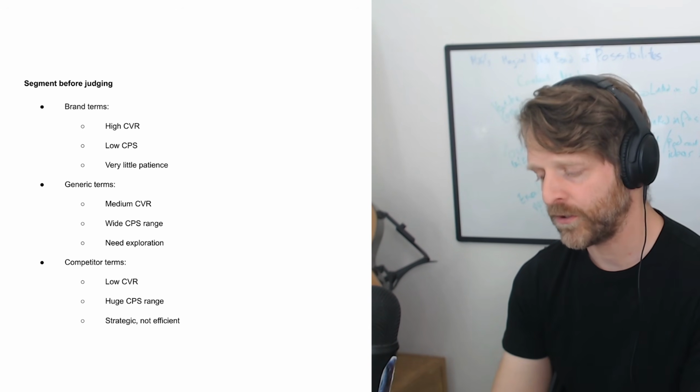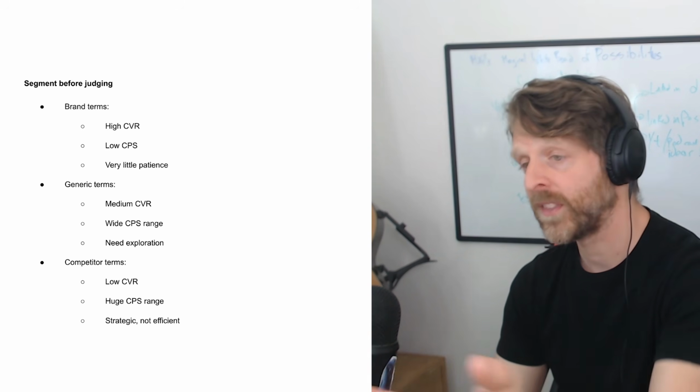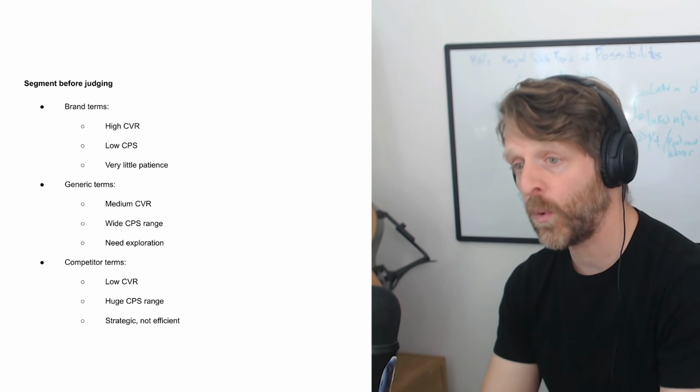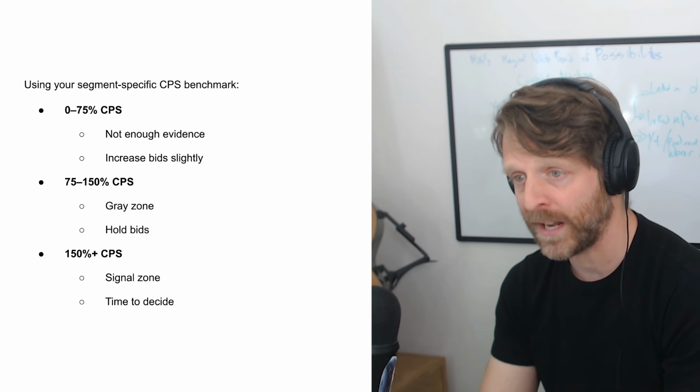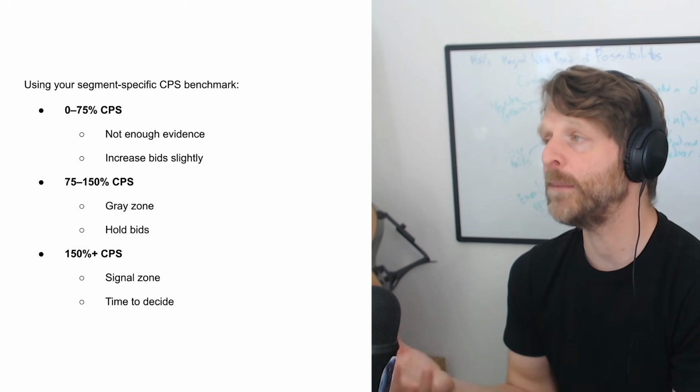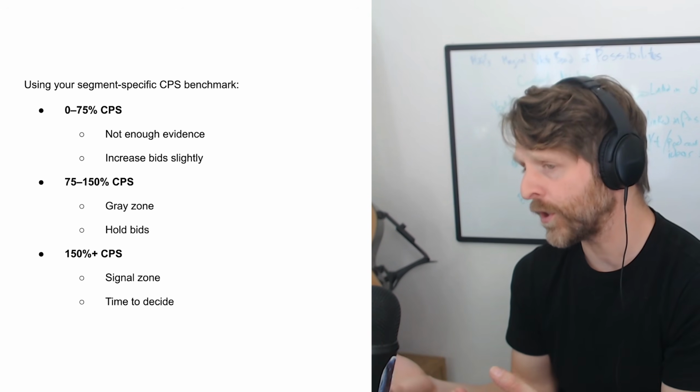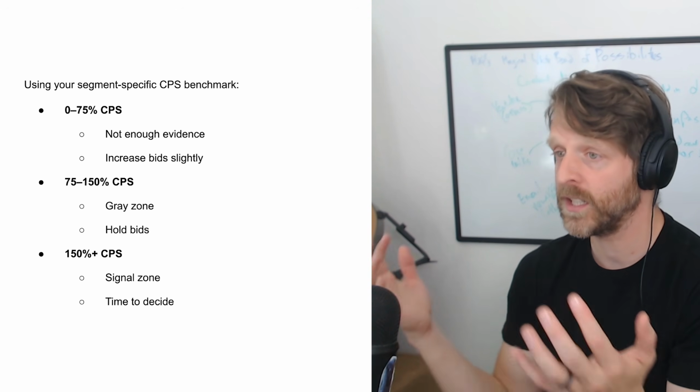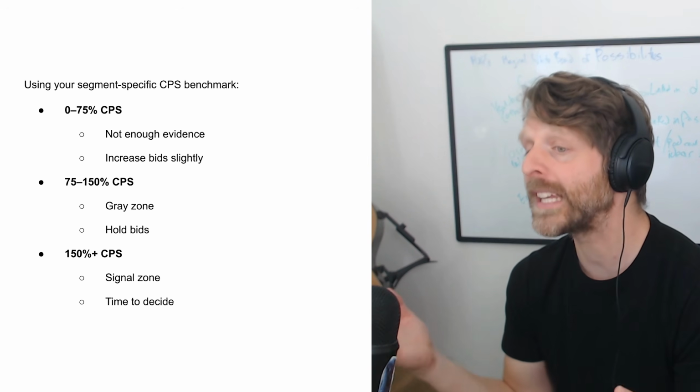Generic terms, competitor terms. As you are looking at these things and making decisions, we'll want to keep this in mind. What is our normal clicks per sale for branded terms or generic terms or competitor terms? And then you can simply begin to measure your search terms relative to your clicks per sale benchmark per category.